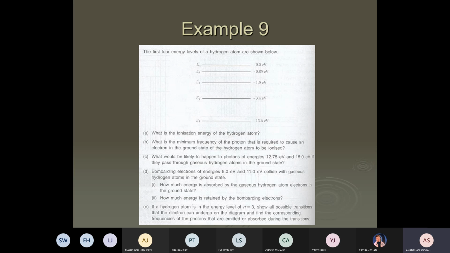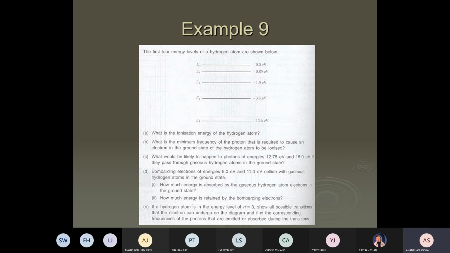What would be likely to happen to photons of energy 12.75 eV and 15 eV if they pass through a gaseous hydrogen atom in the ground state? So two photons have been received by the electron, one of 12.75 eV and one of 15 eV. Maybe 12.75 eV is blue and 15 eV is violet. So two photons come to the electron. So the question is, what would be likely to happen to the photons?